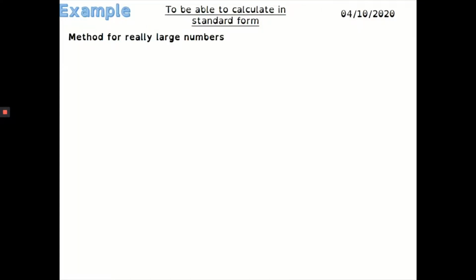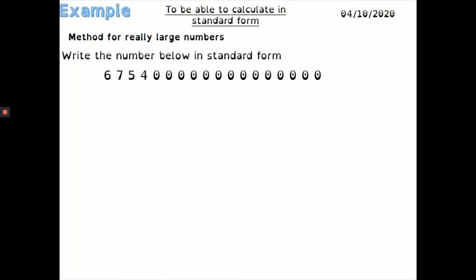Now we use this for really large numbers, like this one, 675 quintillion 400 quadrillion. And what I'm going to do to write this number in standard form is, first off, I'm going to put a decimal point between the 6 and the 7 and pretend that it is a number between 1 and 10. And then I'm going to count how many times I would have to move that decimal point to get it to the end.